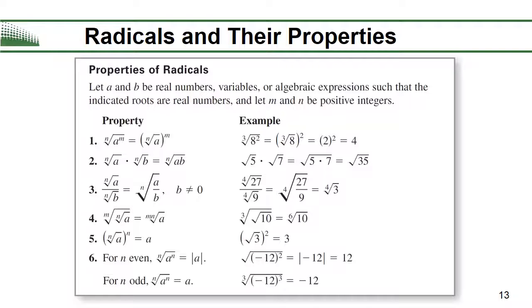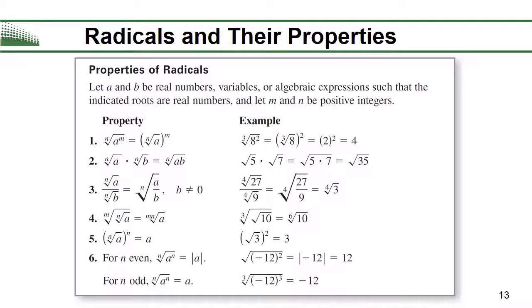Number 2 tells us that if we have two things multiplied together and they're under the same root, then you can just bring them together under one symbol and multiply them. So the square root of 5 times the square root of 7 is the square root of 35. Property 3 allows us to do the same thing with division as long as we don't have a 0 denominator. Property 4 says if you're taking a root of a root, that you actually multiply those two together. So the cube root of the square root of 10 is the 6th root of 10.